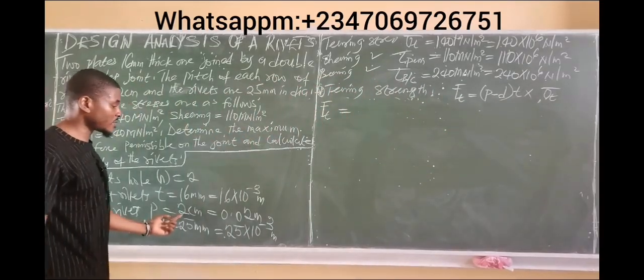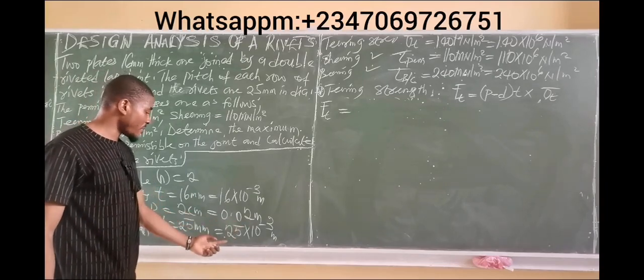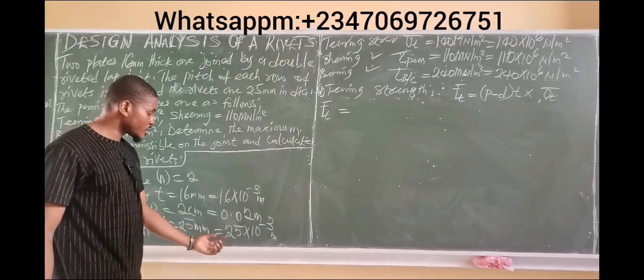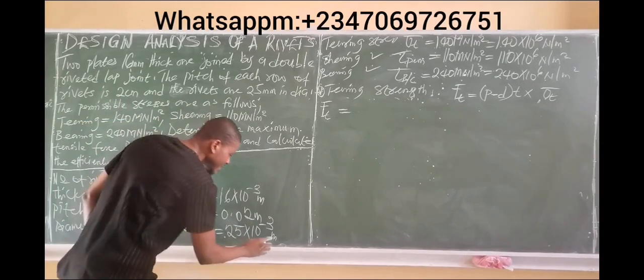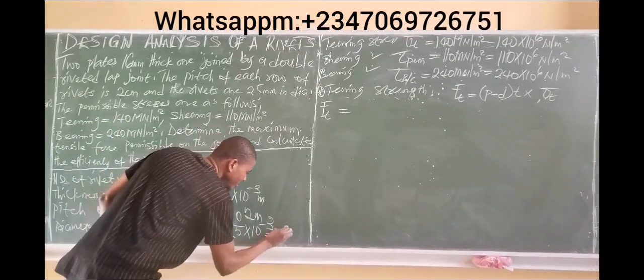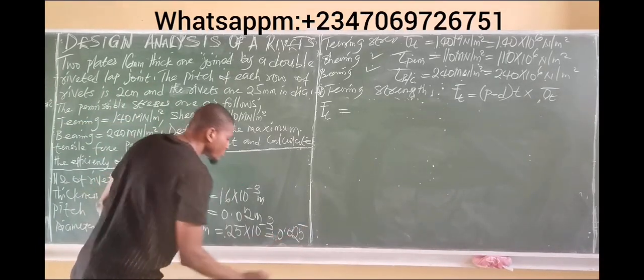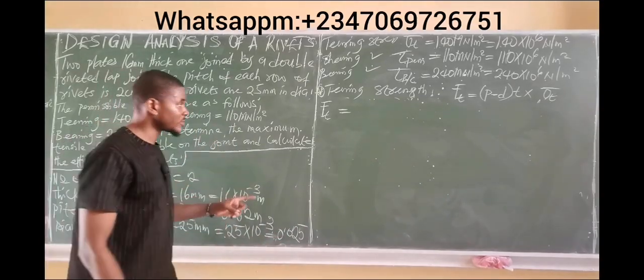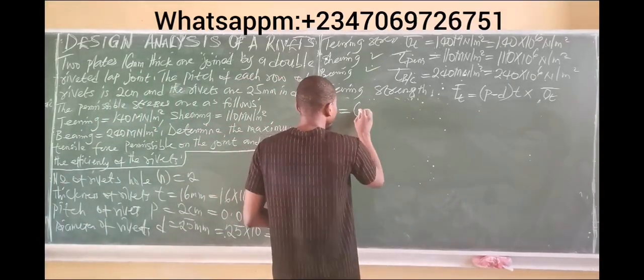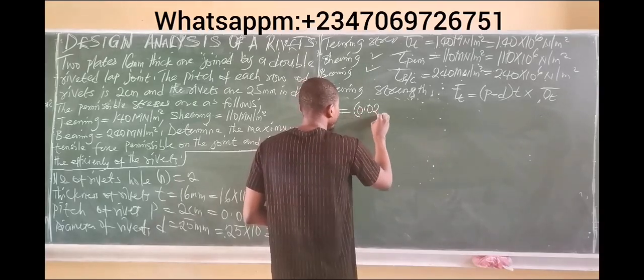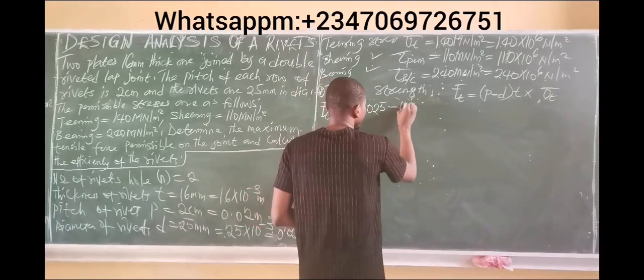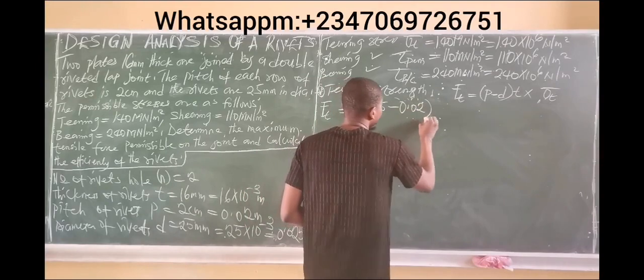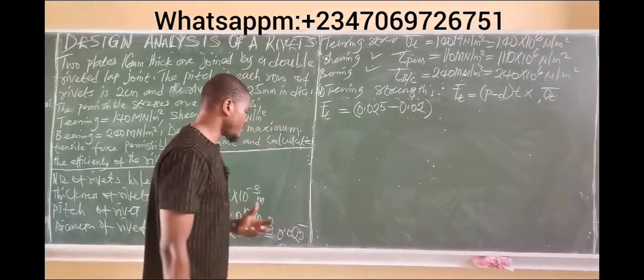Pitch is 2 centimeter, which is 0.02. Diameter is 25 millimeter, which is 25 by 10 to the power of minus 3. And this will give us 0.025. So which means diameter is larger than the pitch. So you have to switch it around. So this simply becomes diameter 0.025 minus the pitch 0.02 to avoid negative values.